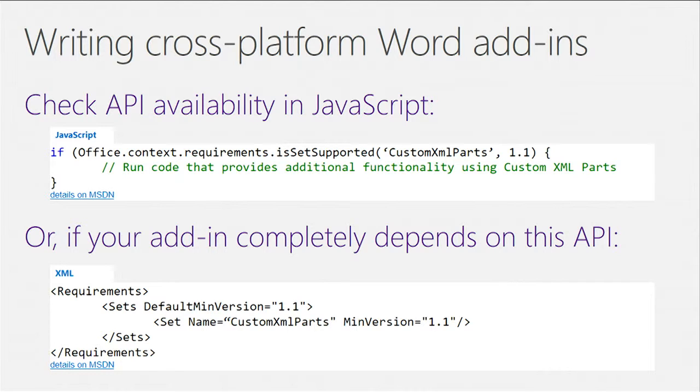OK, but what if you absolutely need a particular API that's critical for your add-in? Well, you can use the manifest file and the XML code that I have below on the slide here. That ensures that the add-in doesn't even show up at all in a particular platform unless it supports the functionality that you need.